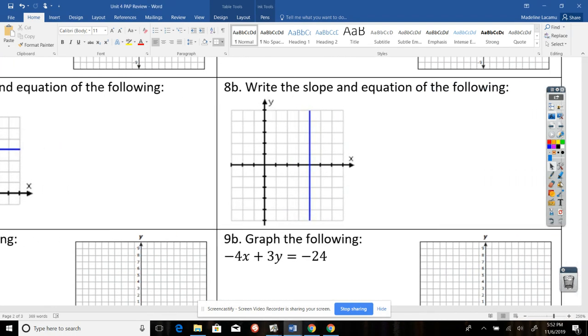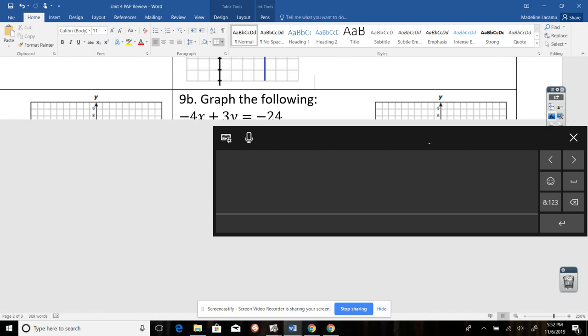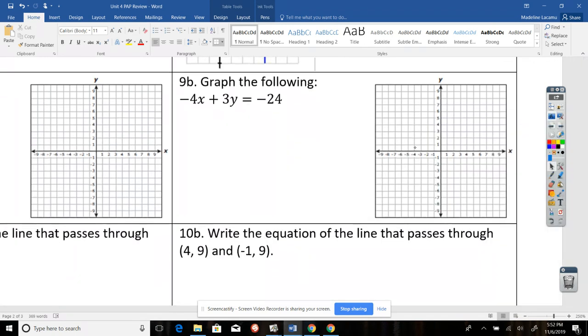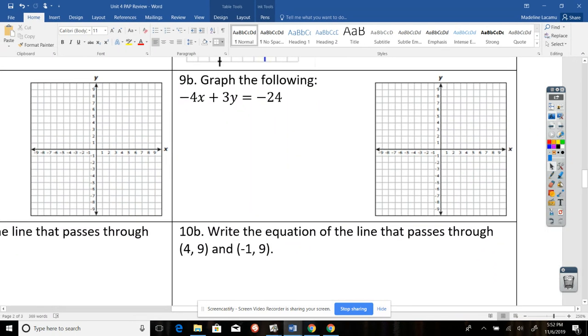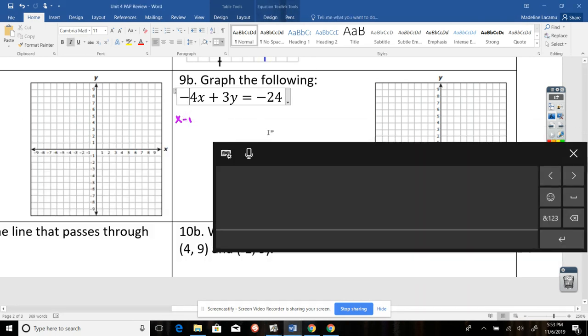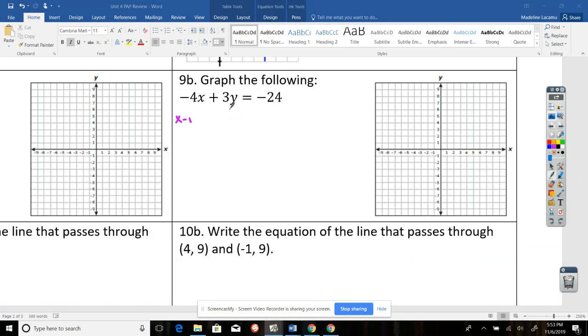So our next one we're going to go to is 9b. There's two different ways to do this one. You can either solve for y and graph, or you can find your intercepts and graph. So I'm going to do both ways. So the first way, we're going to find our x-intercept. There we go.